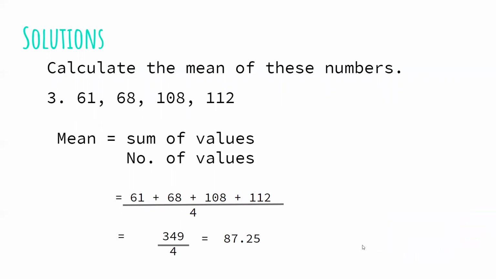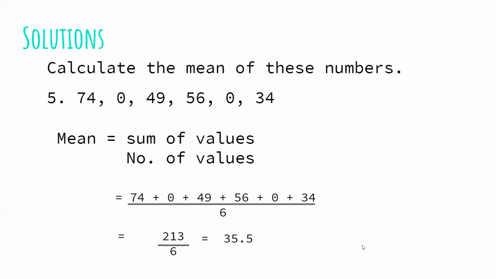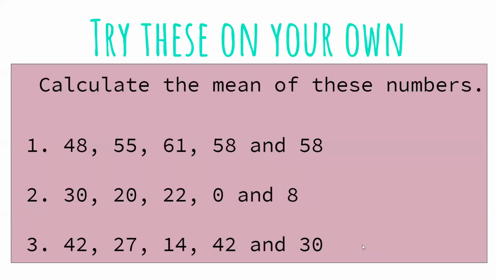Number 3 was a decimal number, 87 and 25 hundredths. Again, you see we started with our formula. We wrote our values and the number of values. And 5 was 35 and 5/10. Now you know you had to get a bit of homework. So I'd like you all to try these on your own and remember to write the formula each time.